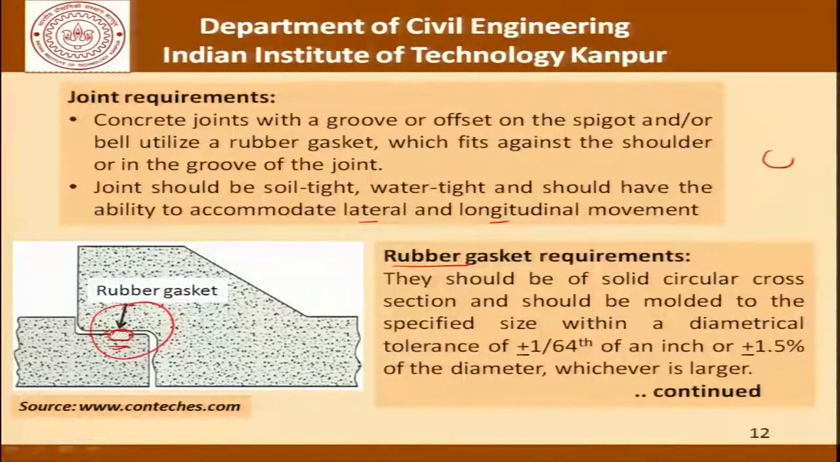These rubber gaskets which are being shown are solid in cross section and are like a ring. So that ring is actually mounted onto these pipes and is fixed as is shown in this picture.